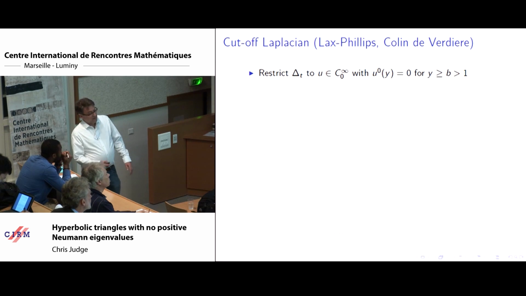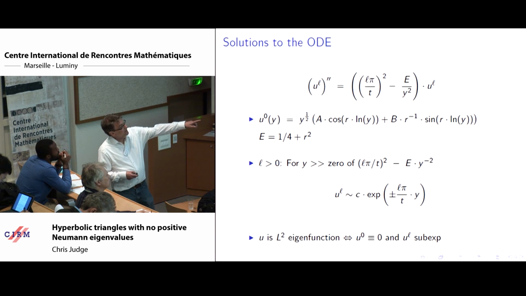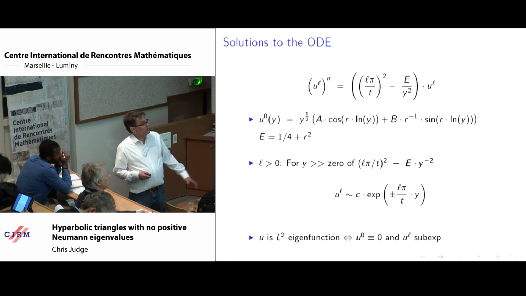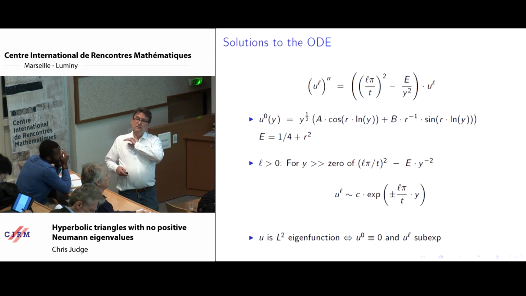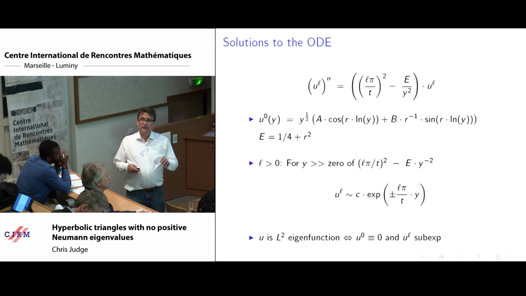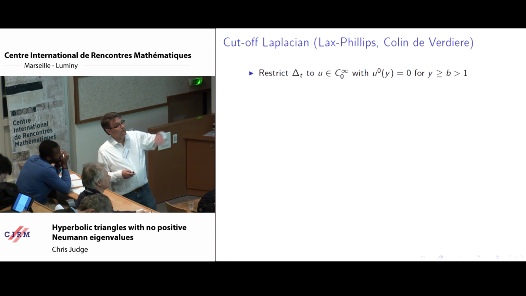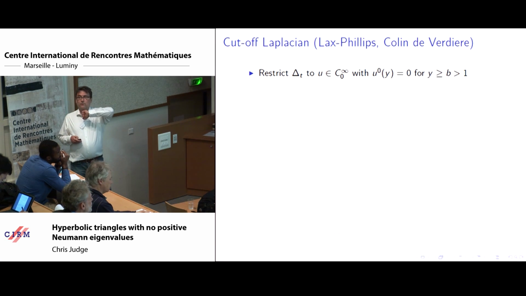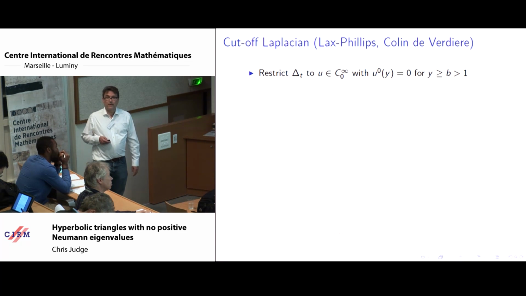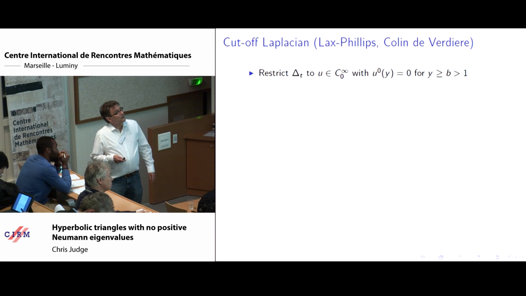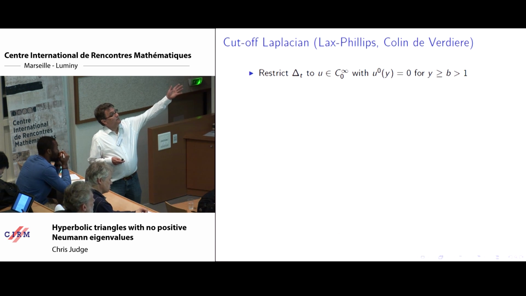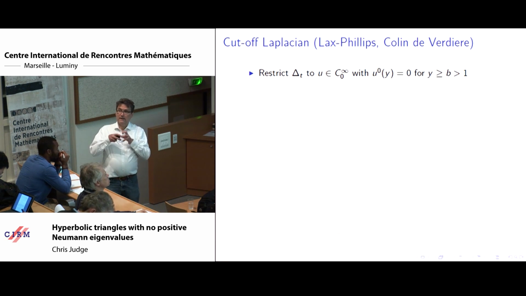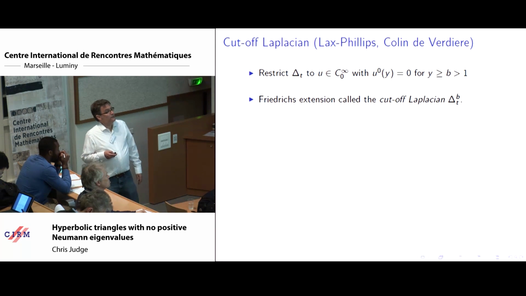So the idea is that the problem we had was that the zeroth Fourier coefficient is 0. That means we're out of L2. So what we're going to do is truncate the zeroth Fourier coefficient past a certain point. So we fix a point B, bigger than 1, and then we require that all our functions be 0 past that point. Then we restrict to the Laplacian there, and then we do a Friedrich extension on that smaller domain, and we get a new operator. And that new operator is called the Friedrich extension.